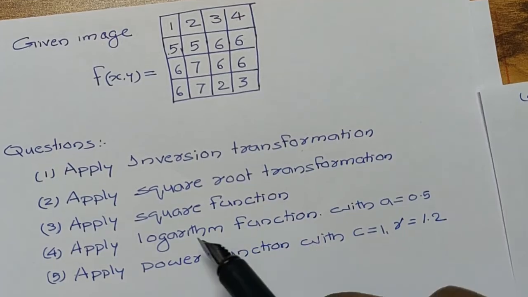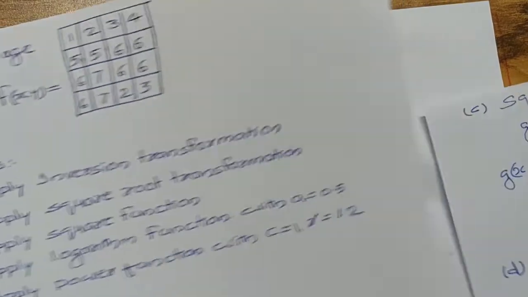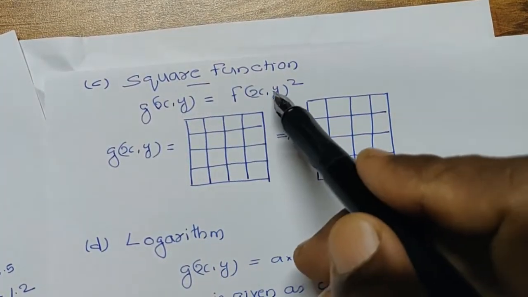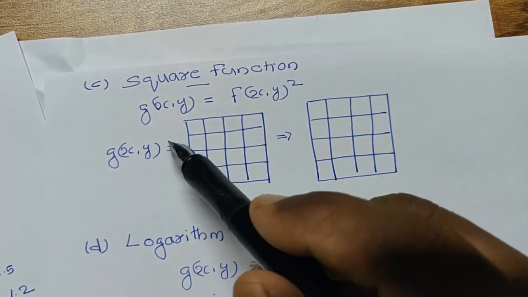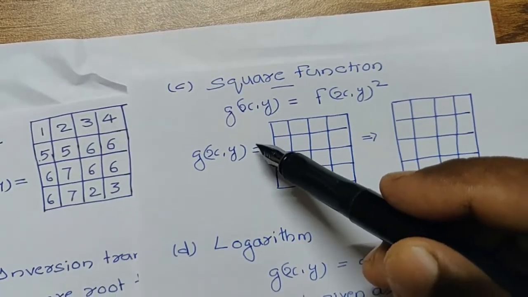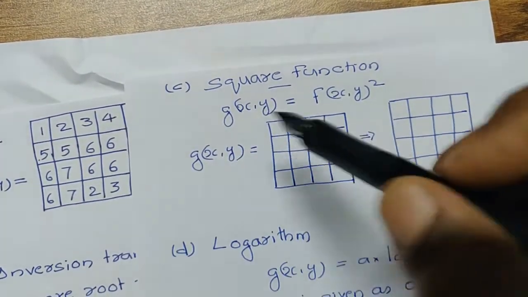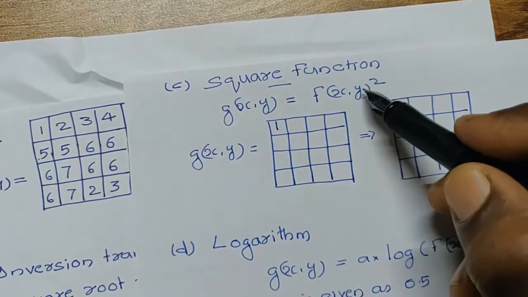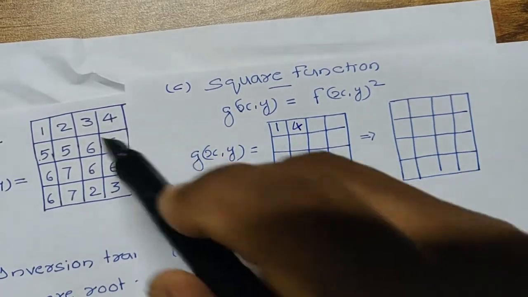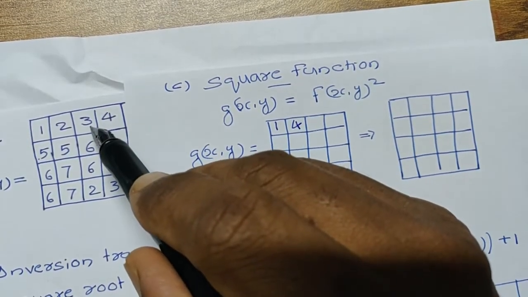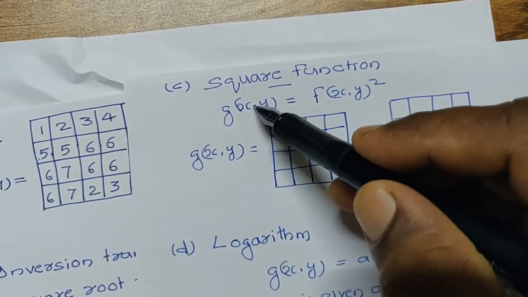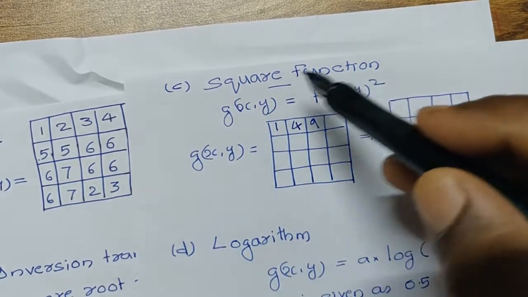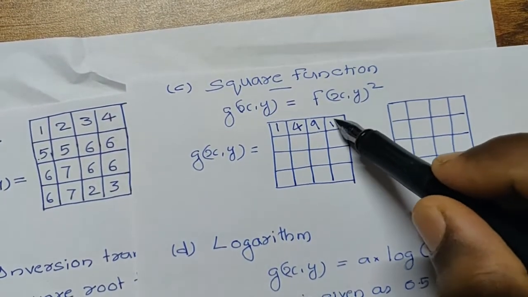Now the third question is to apply the square function. If you want to do the square function, g of xy is equal to f of xy squared. Now if f of xy is equal to 1, its square is 1. Similarly, if f of xy is equal to 2, its square is 4. If f of xy is equal to 3, therefore g of xy is equal to 9. If f of xy is equal to 4, therefore g of xy is equal to 16.